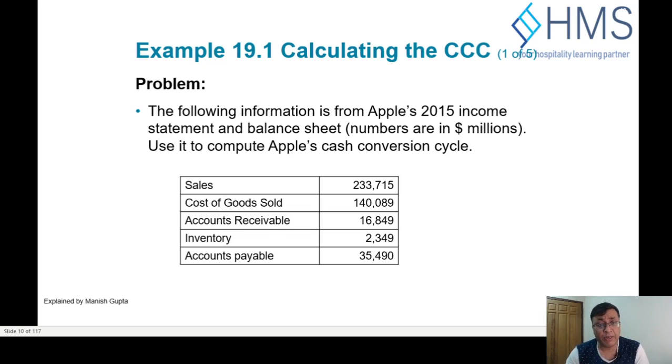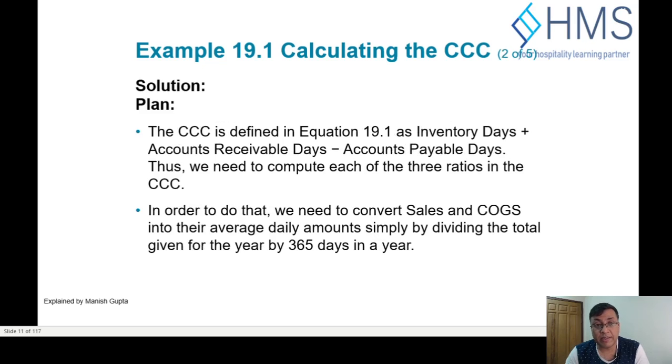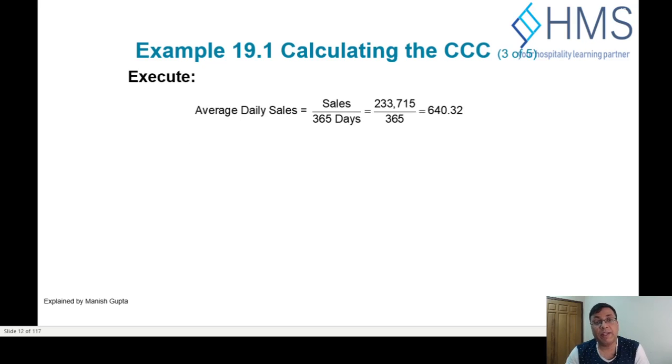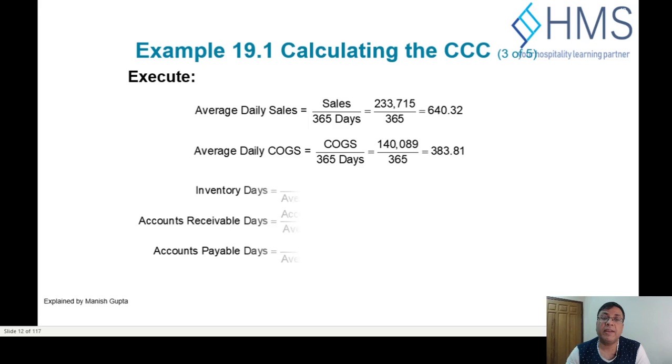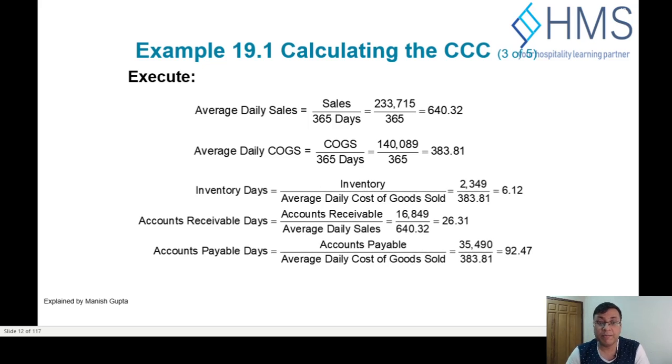So first we need to understand the number of inventory days. To calculate inventory days, accounts receivable days and accounts payable days, we need to calculate the average daily sales first, which we have calculated here: 233 divided by 365. Then the average daily cost of sales, and then we will be able to calculate the individual days. So here are the individual days. Inventory days are 6.12, accounts receivable days are 26.31, accounts payable days are 92.